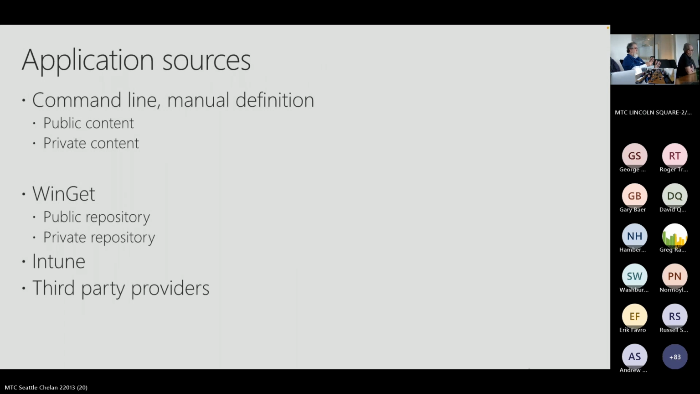Apps. Our simplest option would be to run apps where you upload the content and then specify the command lines to install them, but there's certainly no reason we can't pull in other types of apps as well. Winget, you could have your own private repository or pull from a public repository. We want to be able to run Intune apps at some point, whether you import the Intune Win file and then specify the command line to run against it, or if it's pulling directly from Intune, we're hoping that we can make either of those work.